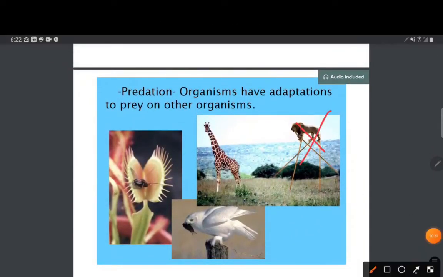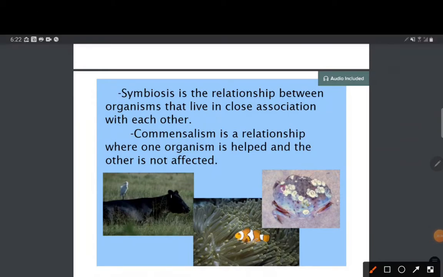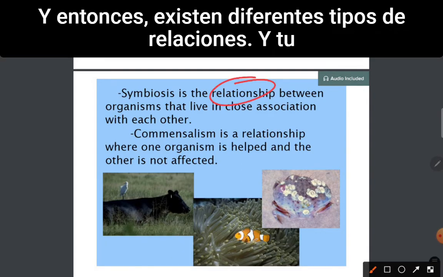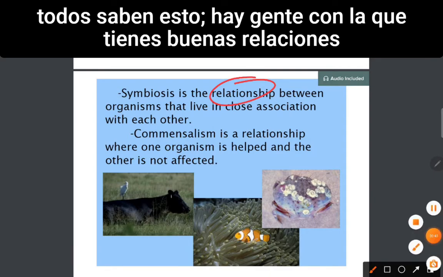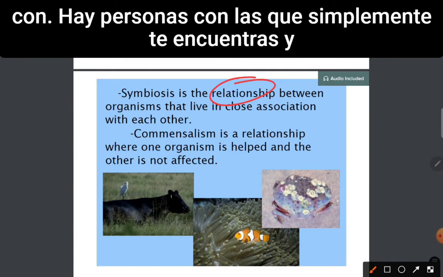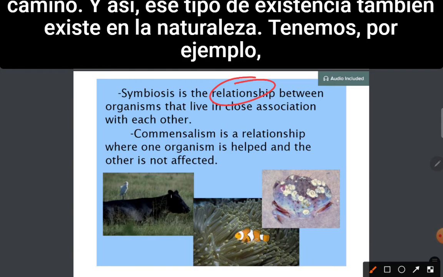This isn't real. All right, symbiosis is another interaction between communities. And so symbiosis just basically means relationship. There are different types of relationships, and you all know this. There are people that you have good relationships with, bad relationships with, and sort of non-meaningful relationships with. There are people that you just sort of encounter and you never really have strong relationships with them either way. And so that kind of exists in nature too.